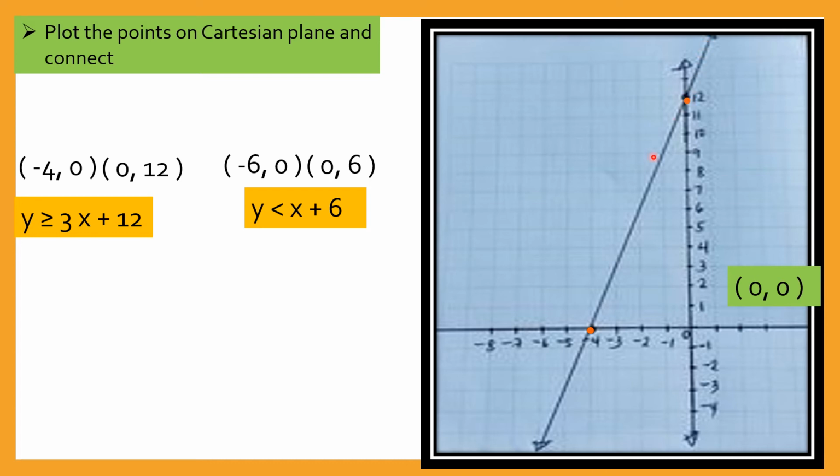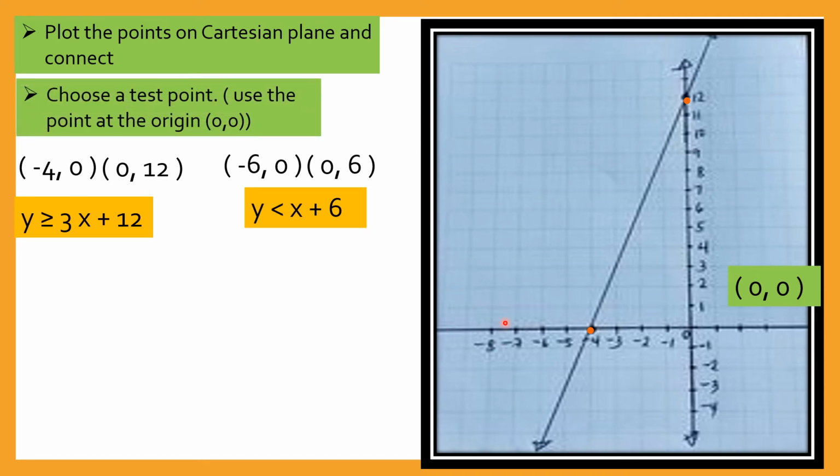So, connect the 2 points with a solid line. Bakit solid line? Because this is greater than or equal. Ibig sabihin, lahat ng points dito ay kasali. Now, para malaman natin kung saang part ng plane na to ang part ng solution, kasi di ba ang graph ng linear inequality is a half plane. So, saan ba dito? Ba sa side na yan or doon sa side na to? So, para malaman natin yan, magkakaroon tayo ng test point.